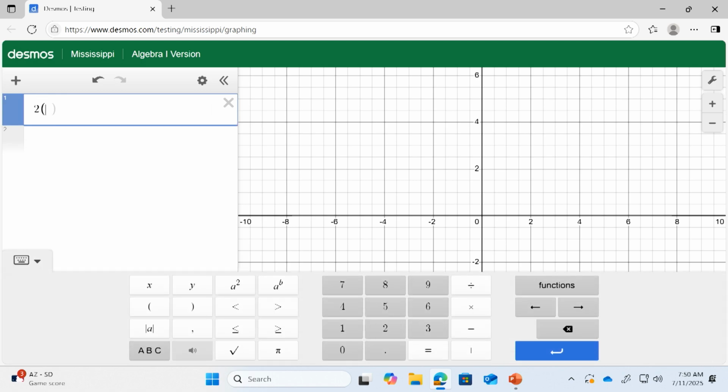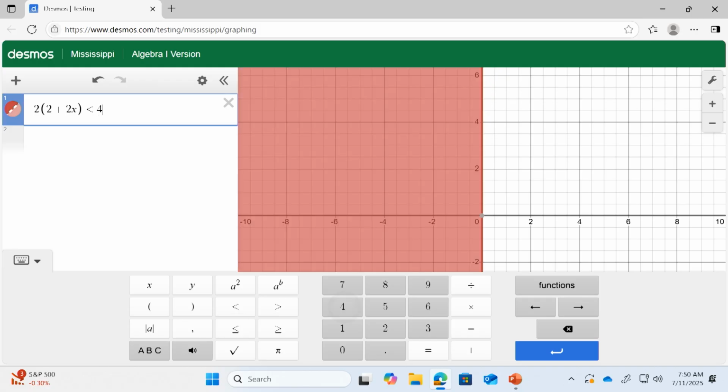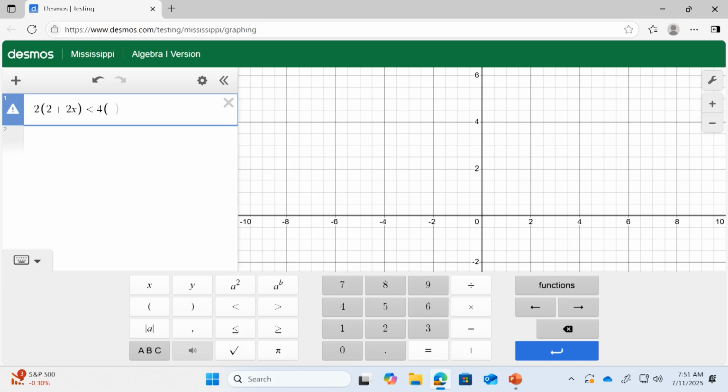So I have 2 times 2 plus 2. I can't use t, but I can use x. Close parentheses. Make sure you use the correct inequality symbol, less than or equal to 4 times, can't use t, but I can use x, minus 1, close parentheses.